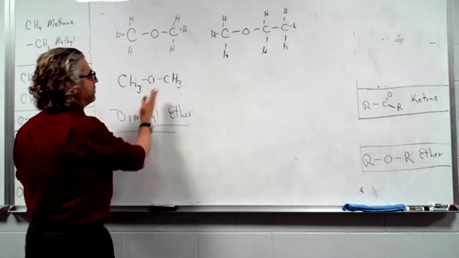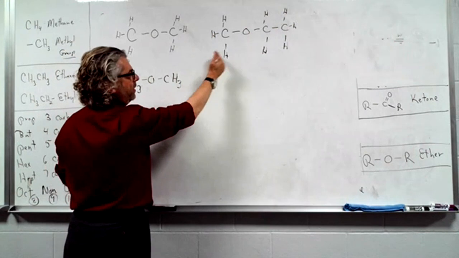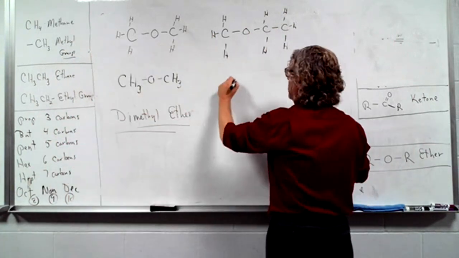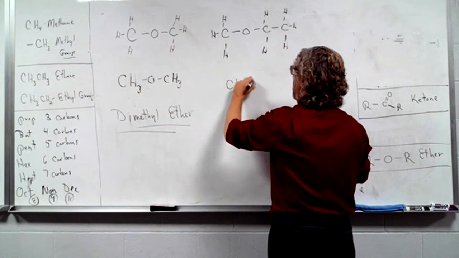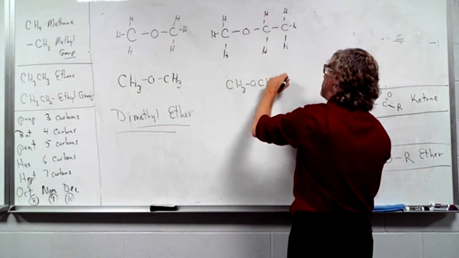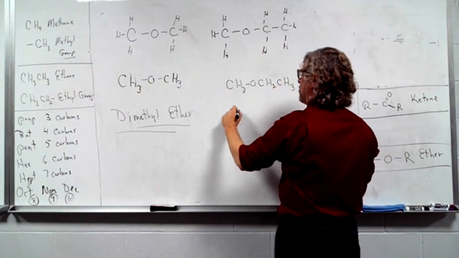This is not symmetric. This has a methyl and an ethyl. So you'd have to get these right. You'd have to say, if you want to condense it, CH3O, that's a CH2, CH2, then that's a CH3. Only the end of the chains. This is methyl ethyl ether.